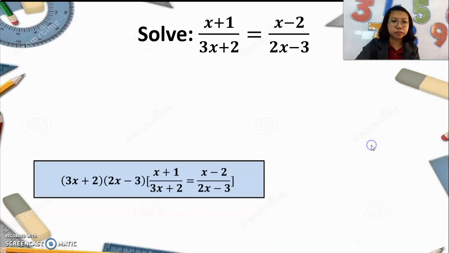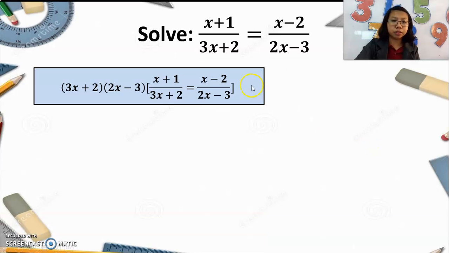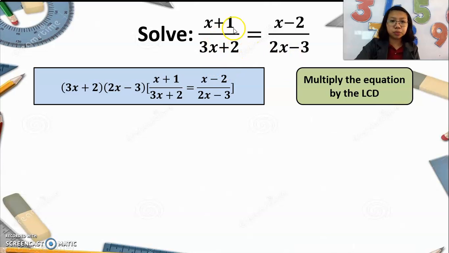Okay. Let's have another example. So we have x plus 1 over 3x plus 2 equals x minus 2 over 2x minus 3. Okay, so with this equation, it will depend on you the way on how to solve it. We can use cross multiplication or you can use the LCD if you want. So with this example, I used LCD or the least common denominator, but you can also use cross multiplication, okay, if you want.